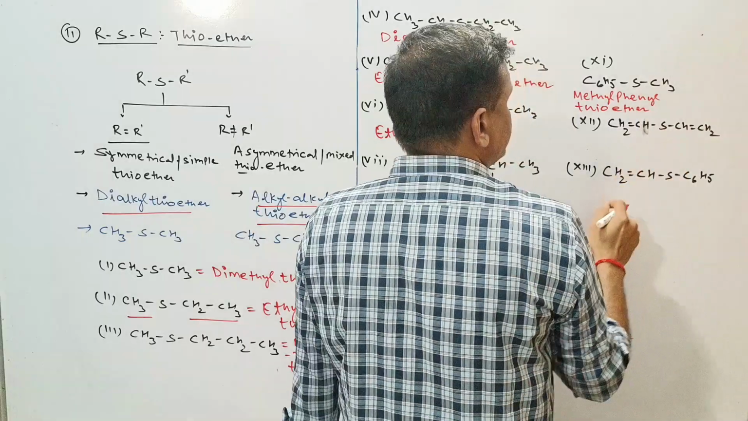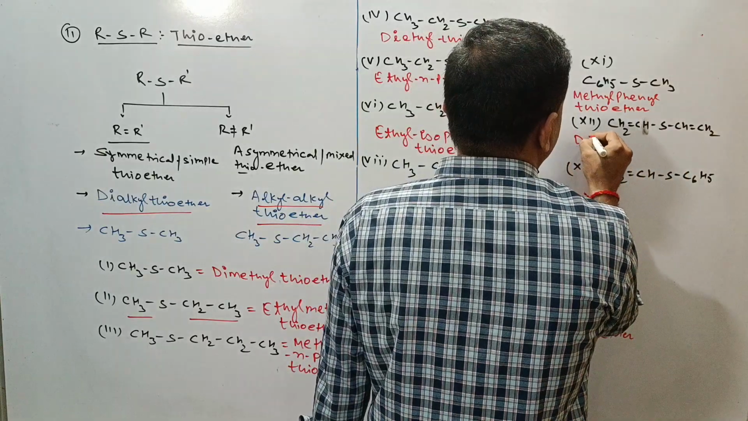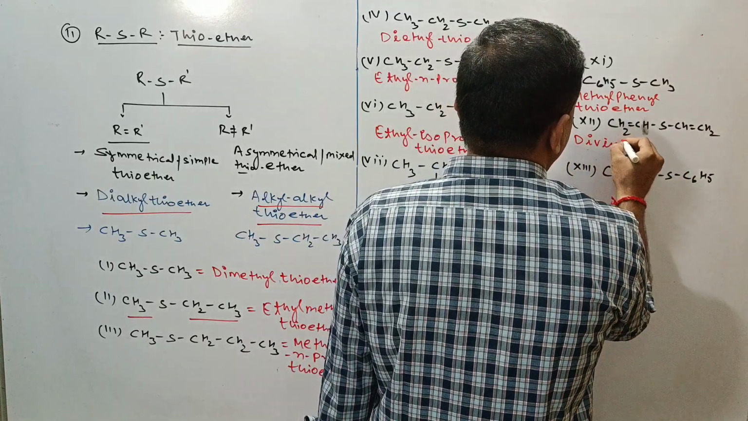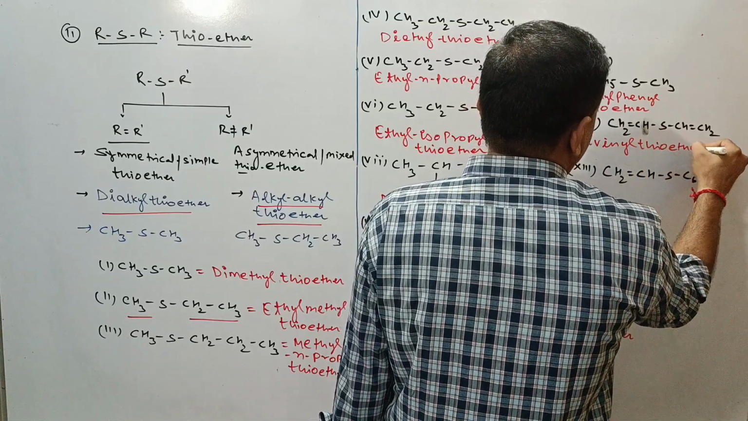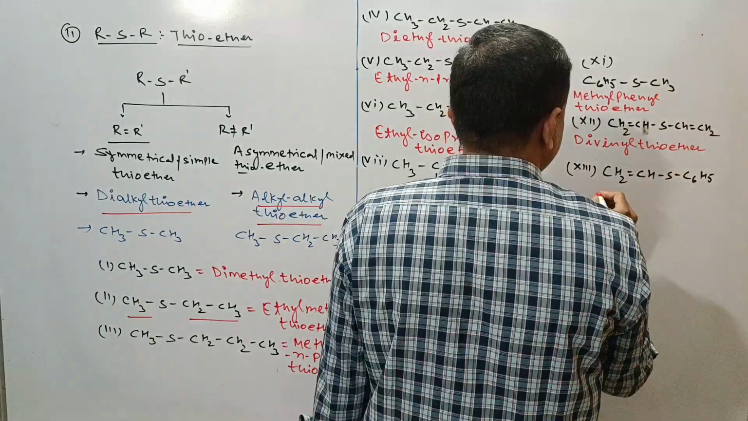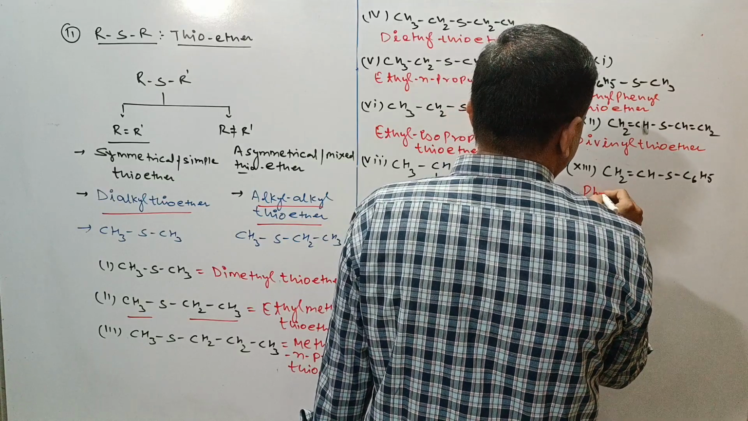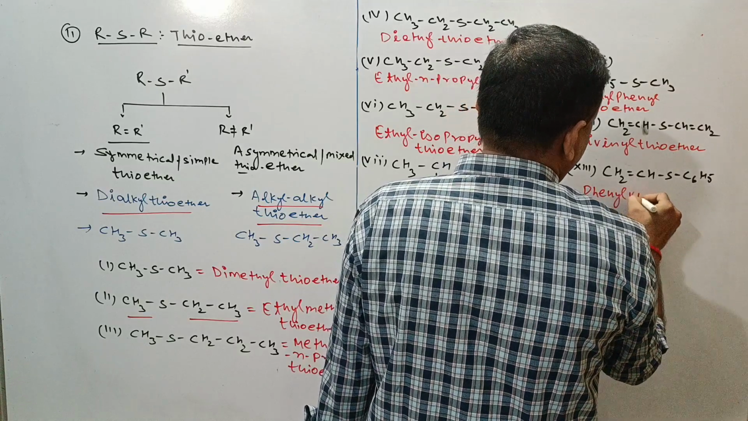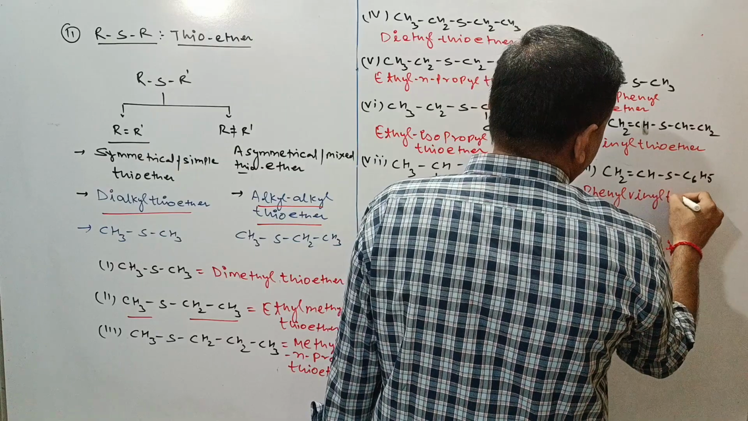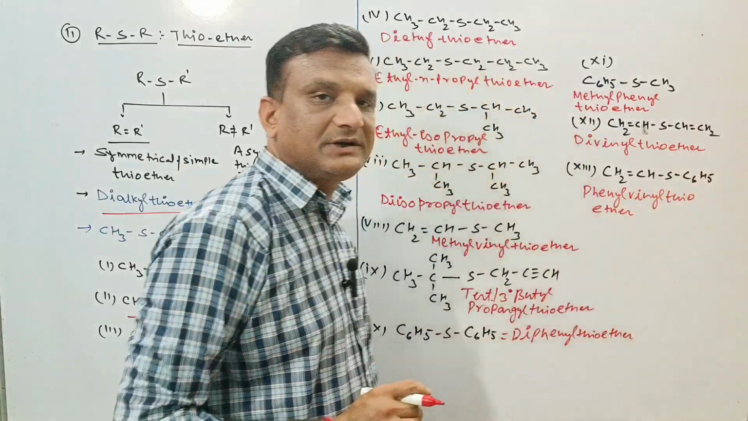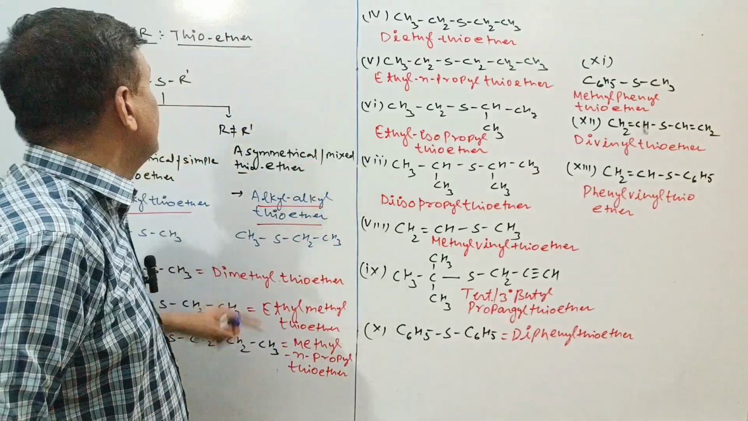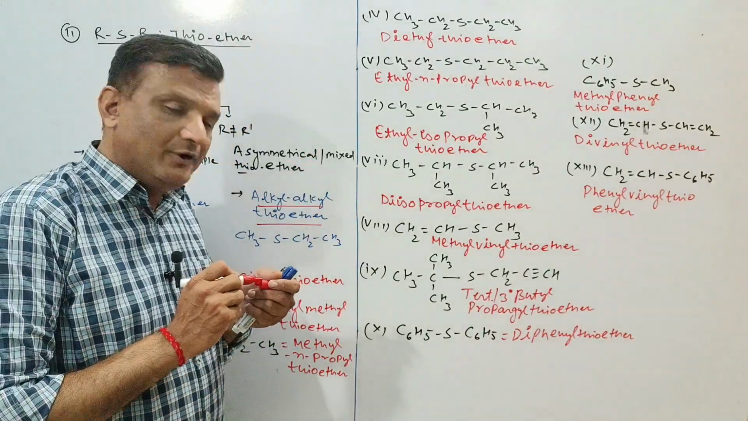For this, it will be divinyl thioether. This is vinyl and this is phenyl, so phenyl vinyl thioether, the name of the thioether. This was about the 11th functional group, thioether.